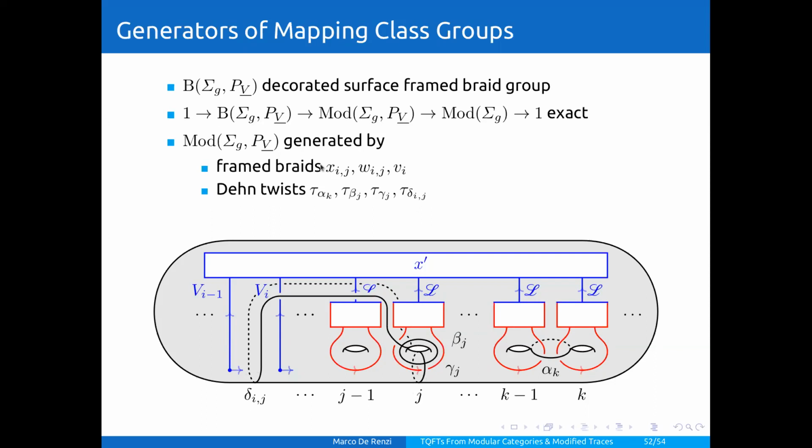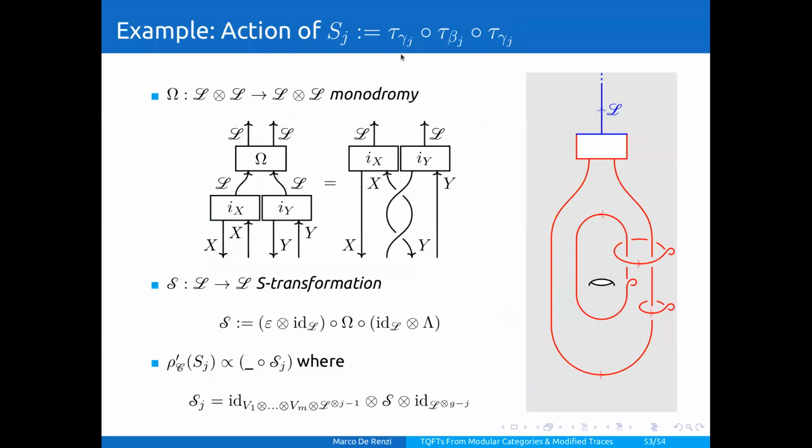So you have many of these for each choice of i, j, and k. But anyway, I'll tell you about the action of this particular composition of Dehn twists. I wrote it here: the S transformation is tau gamma_j composed with tau beta_j composed with tau gamma_j. To give you the computation, I need to use some morphisms defined by Lyubashenko. There is an endomorphism of the tensor square of the coend, which is called the monodromy, and it is, as usual, determined by a universal property. You consider this double braiding, and this determines a unique endomorphism of coend tensor coend. Using omega, you define an S transformation, and this is the composition.